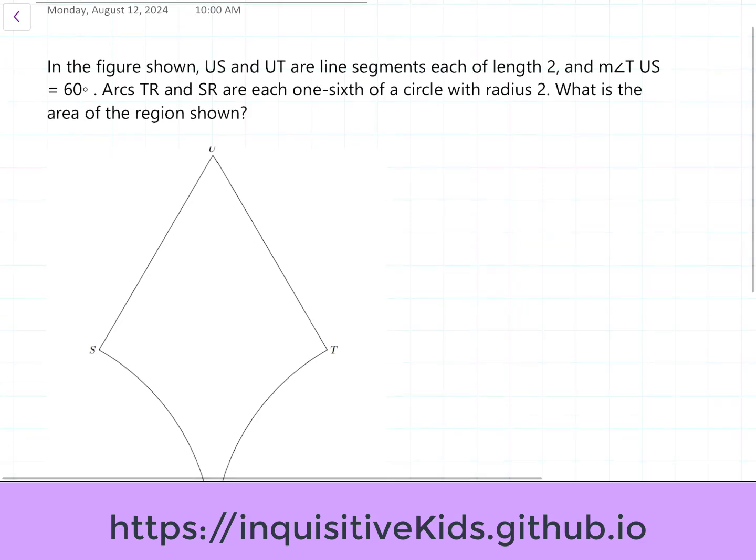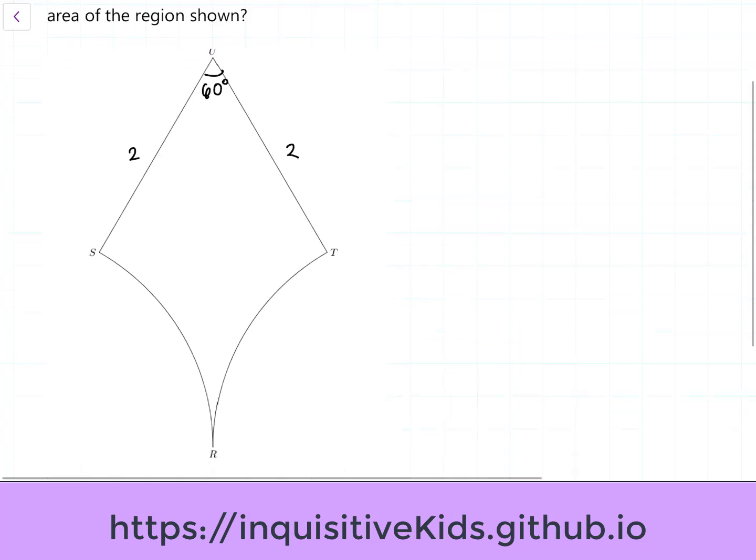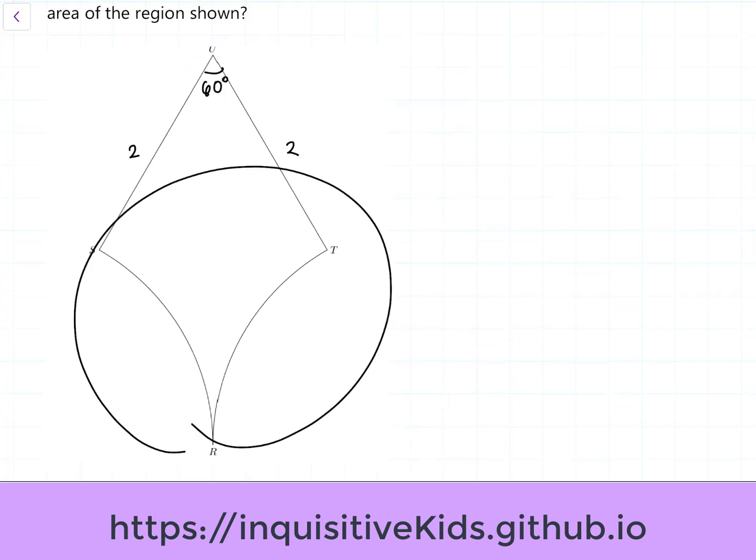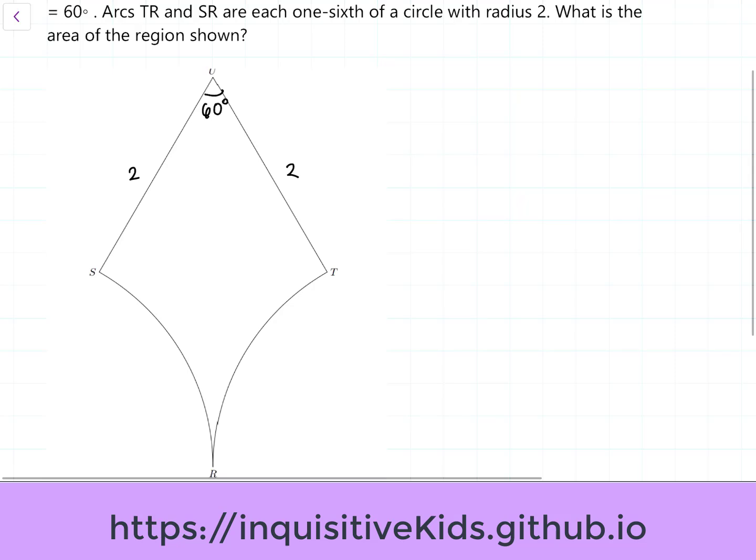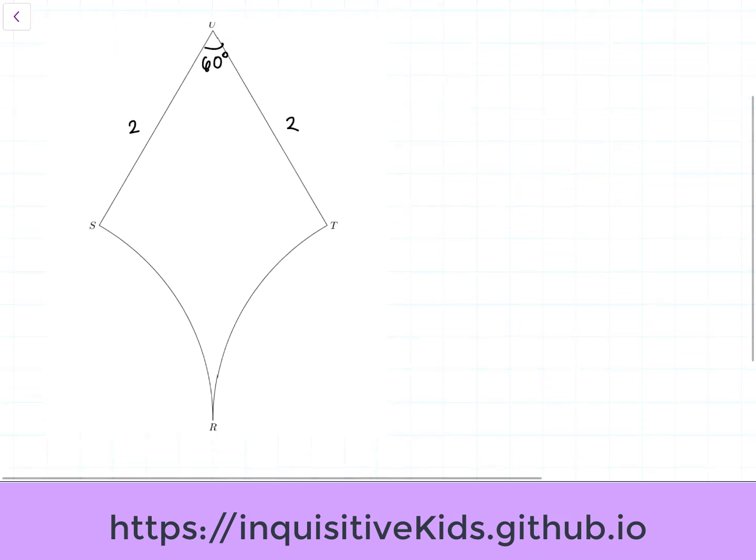US and UT each are 2. And the angle measure of TUS is 60 degrees. So this is 60 degrees. TR and SR, so both of these two arcs are 1/6 of a circle with a radius of 2. So now if we just moved both arcs, you will notice that all we have to do is fill in these two sectors, these two portions of the same circle.